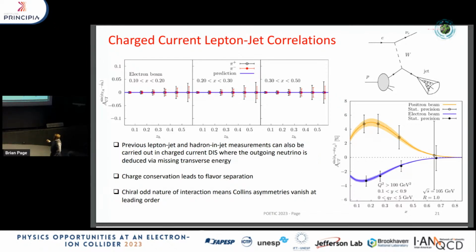So if you extend that to look at hadrons in the jet, they claim that in this charged current process, the Collins asymmetries will be exactly zero because of the helicity structure of the interaction. So of course, you can test that zero, and for the Sivers case, for example, you can look at a flavor separated sample.